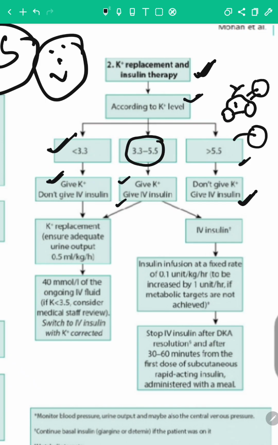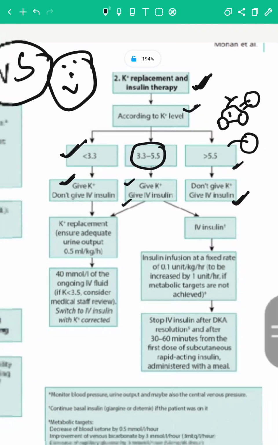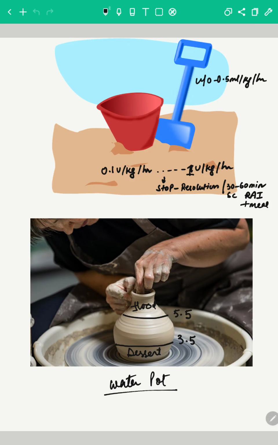Now this is very easy, and there is not much of understanding for this, but still I have a mnemonic for this, and that is this pot. For pot, always to symbolize potassium, I use a pot. Now this is a water pot which has water. Now when there is very little water in the pot, then we have to add water to it to make it more available to people. So what is that water? Potassium.